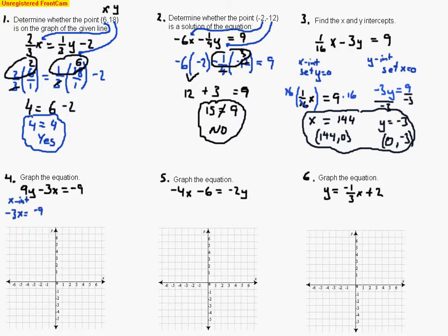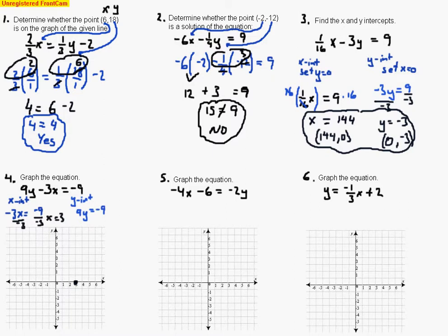So when I do that opposite operation and divide by negative 3, this time the negative signs cancel. So x equals, in this case, positive 3. So I'm going to go 3 spaces over on the x-axis and put the dot right there. Well, the y-intercept is, again, when I set x equal to 0. So when I set x equal to 0, this term's gone, and all I'm left with is 9y equals negative 9.